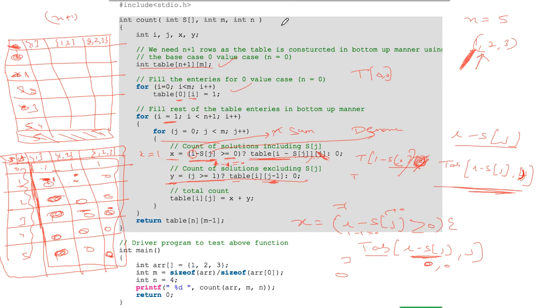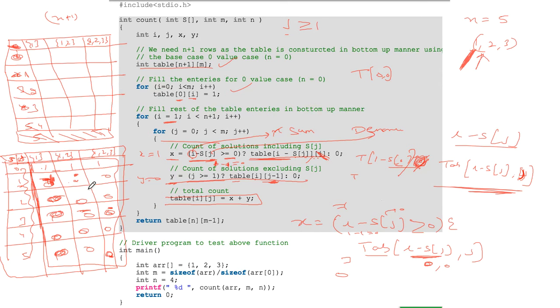Okay. Now let's see this thing. It comes to be if j is greater than or equal to 1. No, it is not. J is 0. Right? So it will return 0. Y will return 0. Right now? Right? So y is 0 and table of I comma j is what? X plus 1. It should be, because number of ways by including plus number of ways by not including. So this entry comes to be 1.